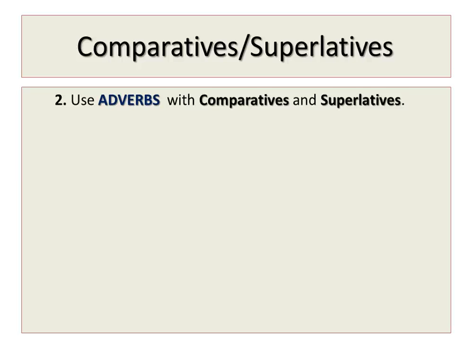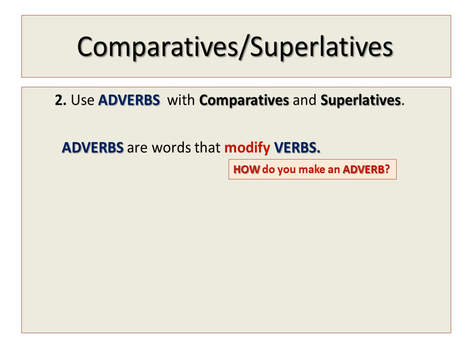Now let's talk about making comparative and superlative sentences in English using adverbs. The first thing we need to know is what is an adverb? And we can find out if we look that adverbs are words that modify verbs. Okay, adverbs modify verbs or describe verbs.